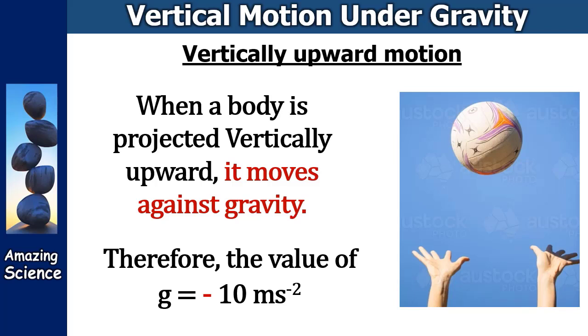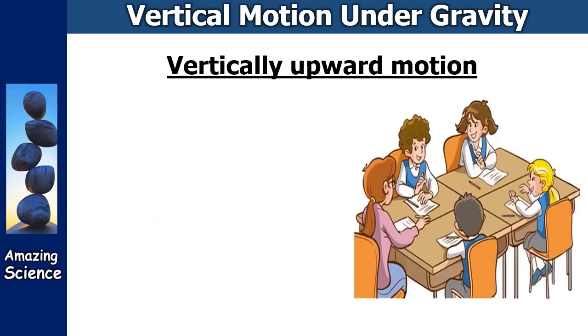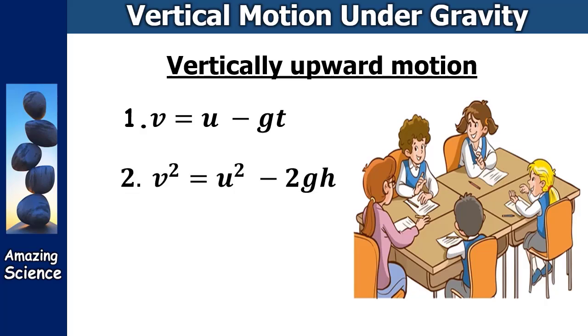The equations of motion for this case now become 1. v = u − gt. 2. v² = u² − 2gh. And 3. h = ut − ½gt².